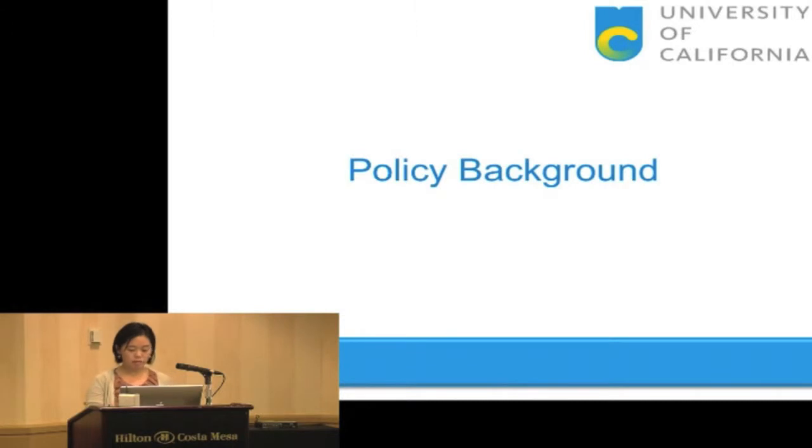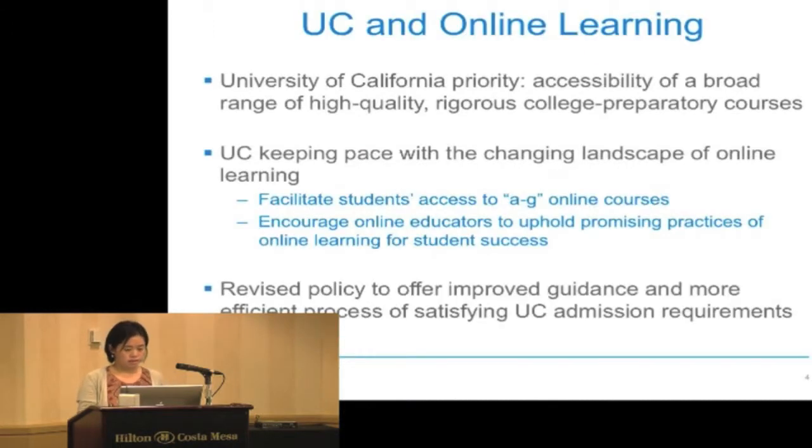Okay, so let's start off with a bit of the policy background so that we have some context. A top priority of the University of California is to make sure that students have broad access to a range of high quality courses that will meet UC faculty's expectations of rigor for college readiness. And these expectations, as many of you may know, are embedded in the UC A to G course requirements, which traditionally have been satisfied through classroom-based courses.